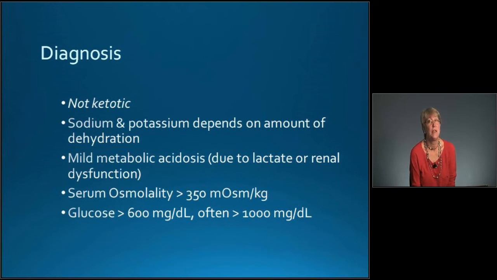Now, what you're also going to see on diagnostics is a serum osmolality that's greater than 350. And that's because the higher the osmolality, the drier the patient. So serum osmolality greater than 350, high and dry. A normal serum osmolality is usually 280 to 295. So this patient's dry as a bone. Glucose, again, is usually greater than 600, often greater than 1,000. And like I said, I've seen it 1,600, 1,800.